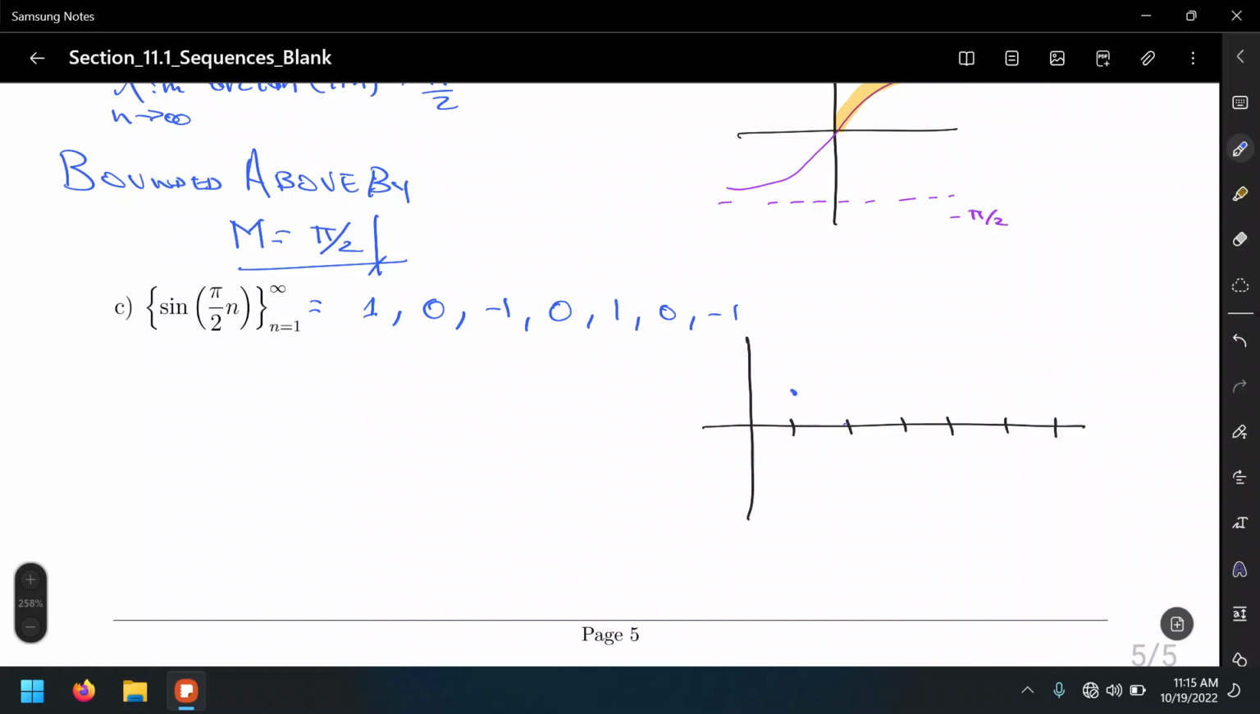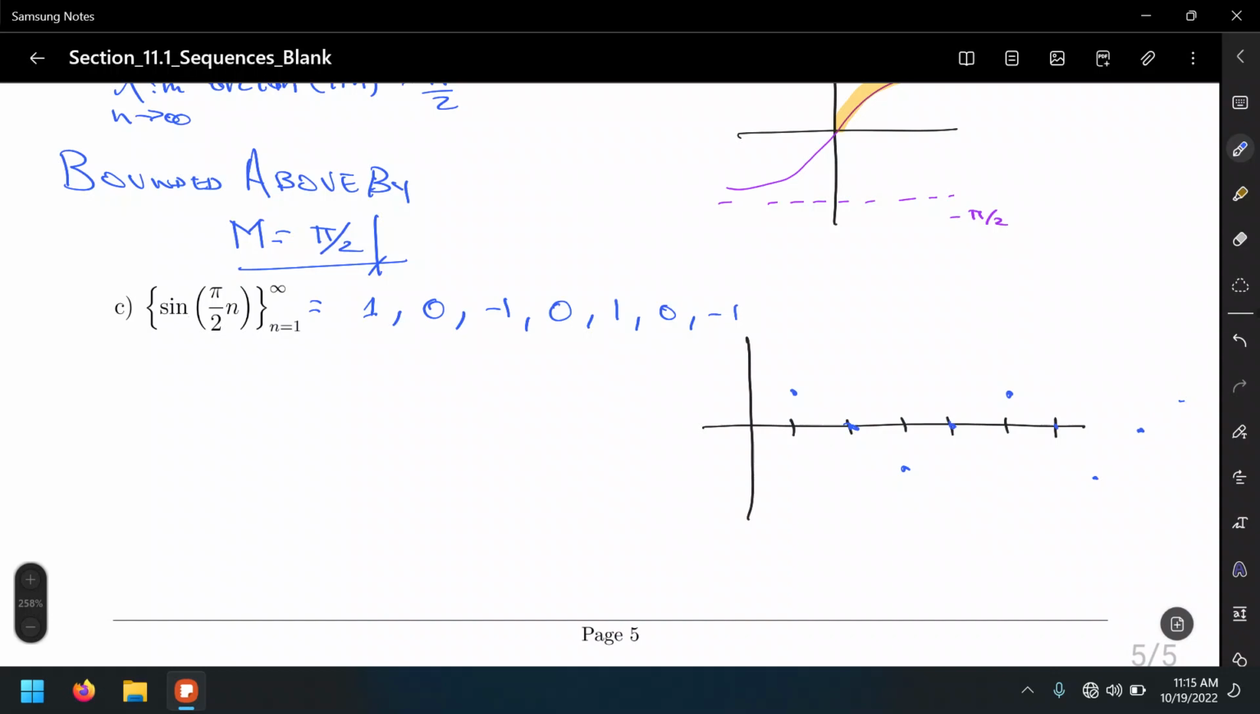So 1, 0, negative 1, 0, 1, 0, etc. Right? Well, what is that sequence looking like? Okay, so this sequence to me looks like it has both a bound above and a bound below. All right? And it's bounded above.